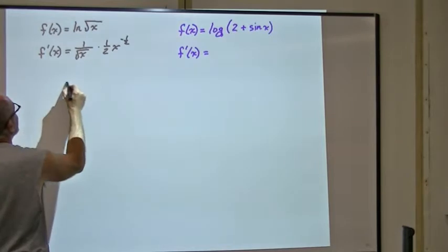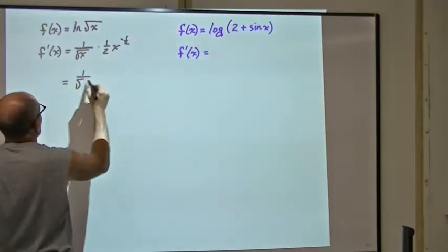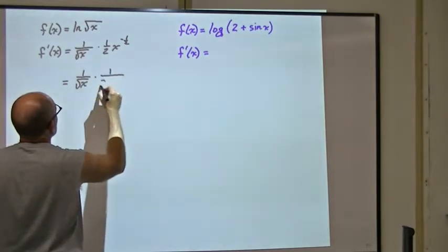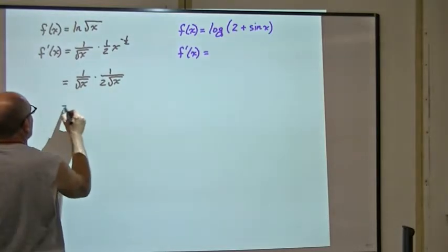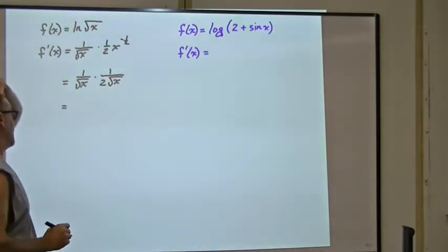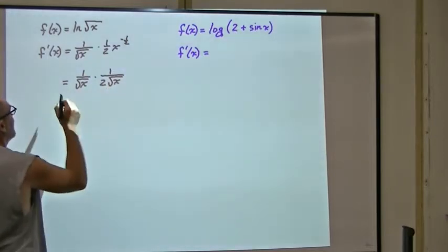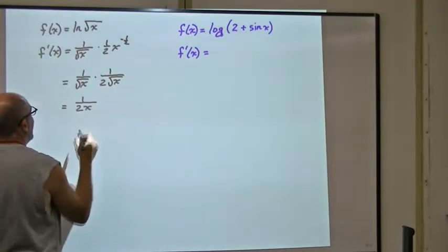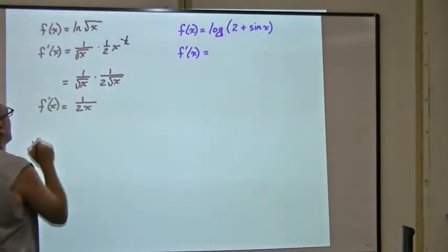Okay, so we need to just clean this up. So we've got 1 over the square root of x times 1 over 2 square root of x. Notice this ends up being on the bottom, square root of x times square root of x is just x, and 1 times 2 is 2, so it becomes 1 over 2x. Bam! That's it. Game over.